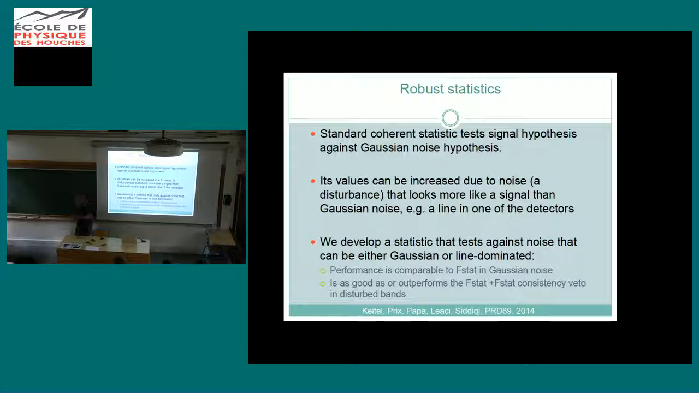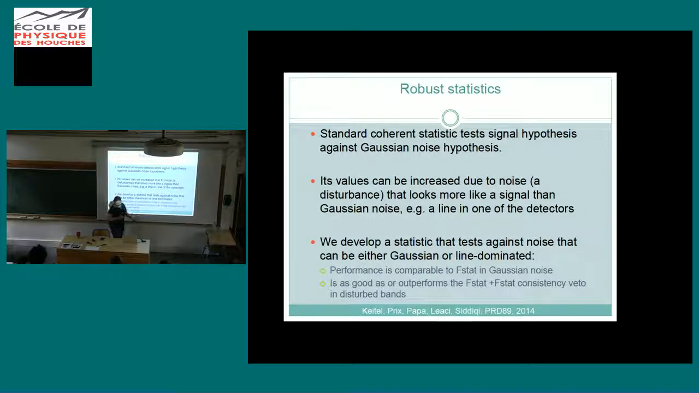And that's necessary because the standard coherent statistic, the FFT, assumes Gaussian noise. But its values can be increased due to noise when the noise is like a coherent line, because a coherent line looks more like a signal than Gaussian noise. So it will trigger the detection statistic to give a high value where it's a false alarm. So we've developed a statistic that tests against a composite noise hypothesis. It doesn't test only against the Gaussian noise hypothesis, but the union of Gaussian noise or a line, okay?